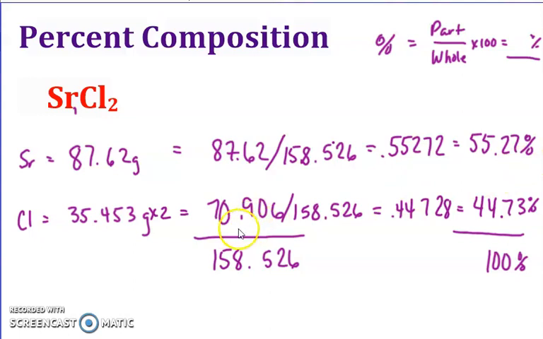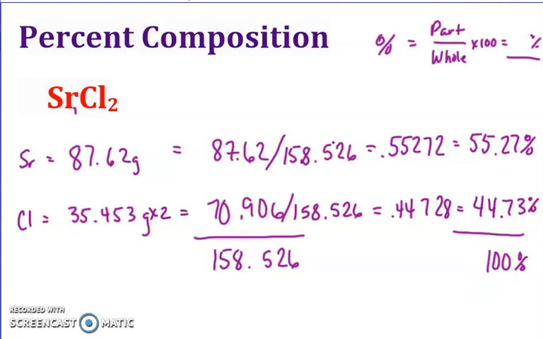55.27%. Same exact thing here with the two chlorines. Add up their total, and divide them by the whole amount here, the total molar mass of the strontium chloride, and then get 0.44, and then you move your decimal over twice by multiplying it by 100, and you get 44.73. And then I like to double check my work by adding them up and getting 100%.